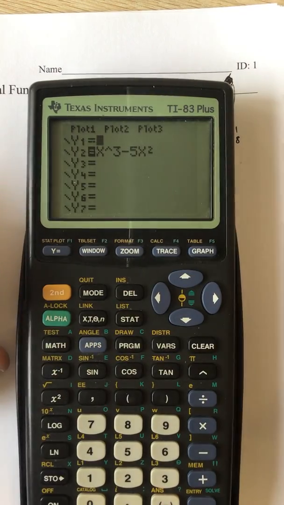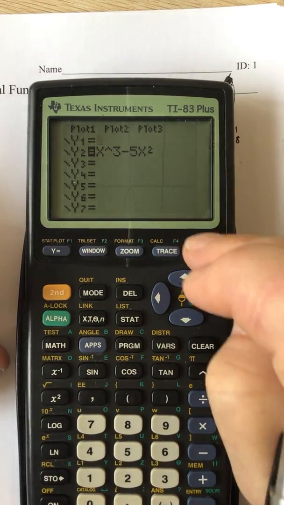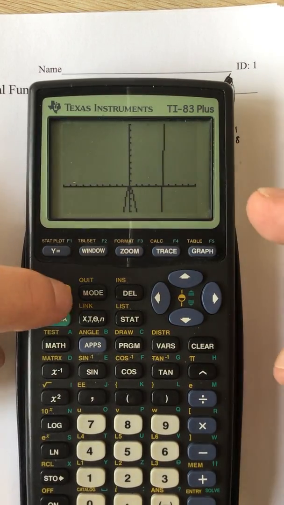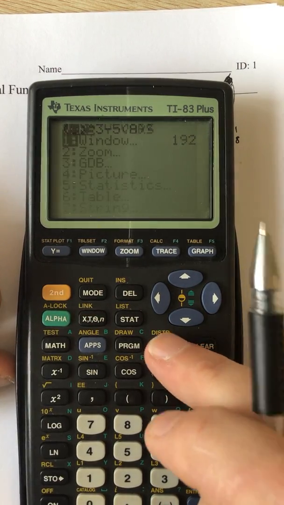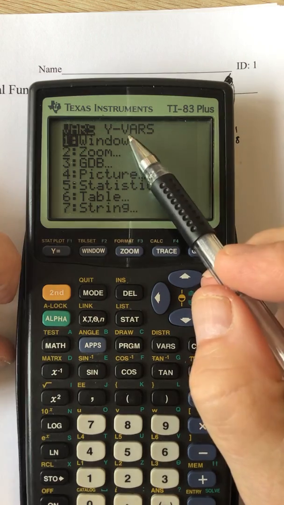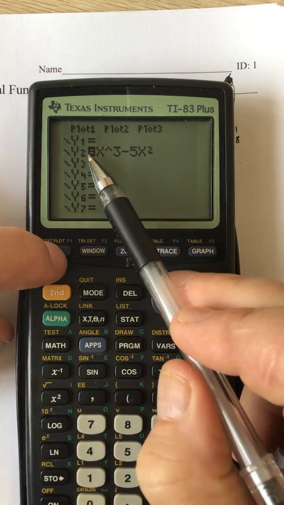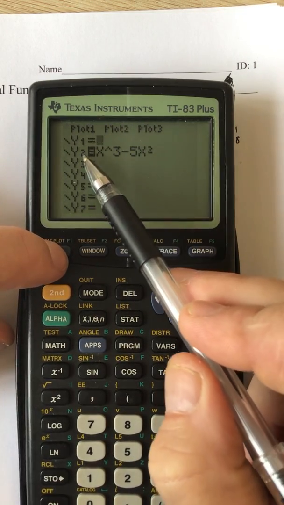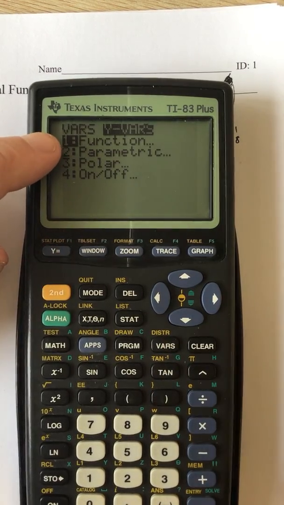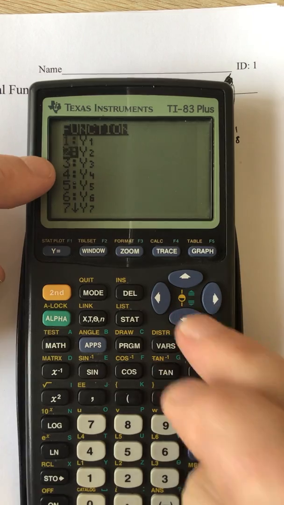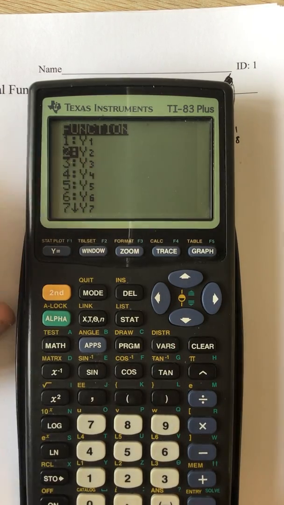Okay, there's one other way to help you have your calculator do that. So of course, you could graph it. So I graphed it and then plugged in an 8. Okay, there's one other way. Right here, this vars button, that stands for variables. I'm going to go over to y variables because I put it in y2, so I have it in this variable y. So I'm going to go to vars, y variables, and I have it as a function. And I have y2 is where the function is.